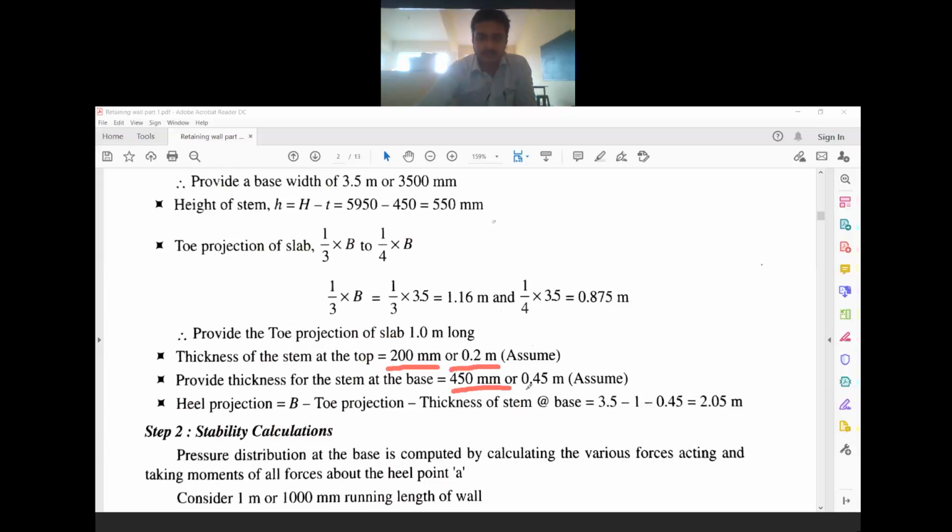So why 450 mm? We have just assumed it should be, say, from the top 2 times, or it should be equal to the thickness. The thickness is higher here, so 450 mm. So I shall take 450 mm as the width of stem at the bottom. So width of stem at the bottom.